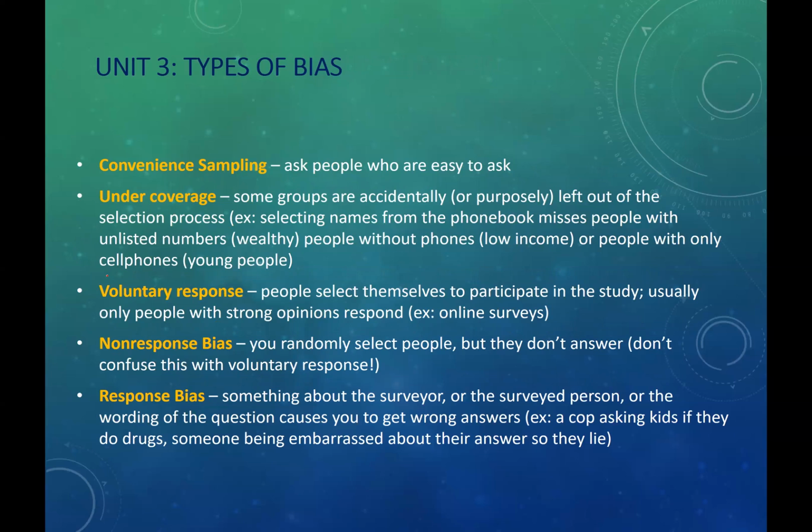This whole thing is basically vocabulary. Vocabulary was the main focus in this unit, and then applying those vocabulary terms. This next slide is types of bias. The first type of bias is convenience sampling.